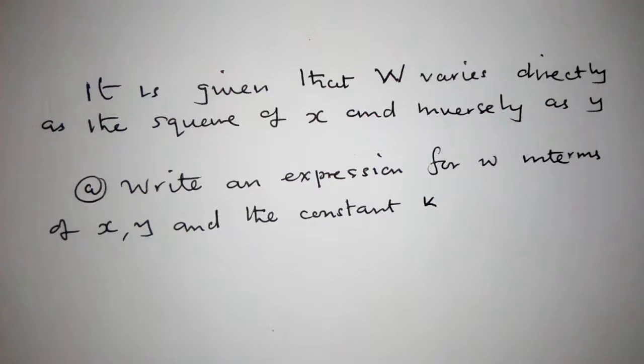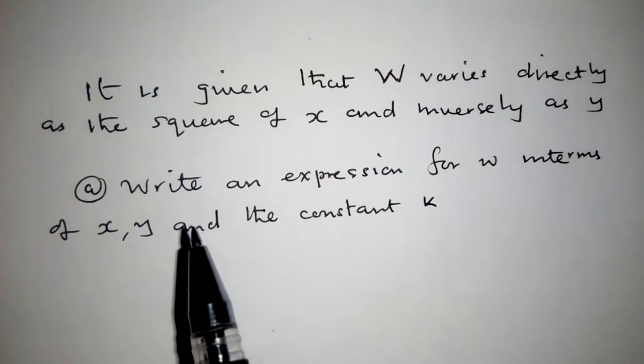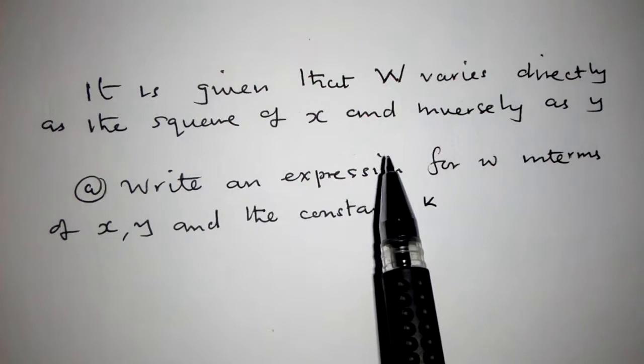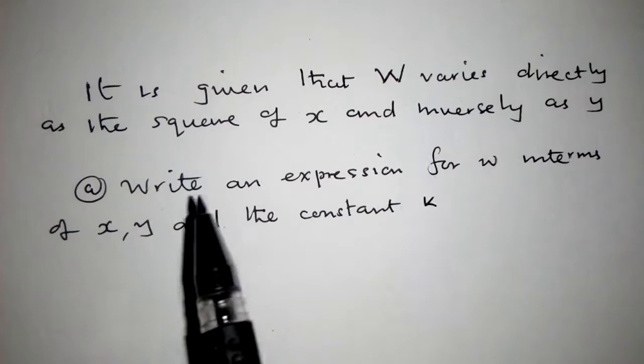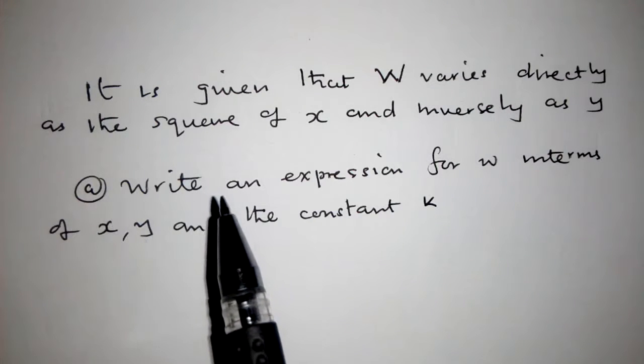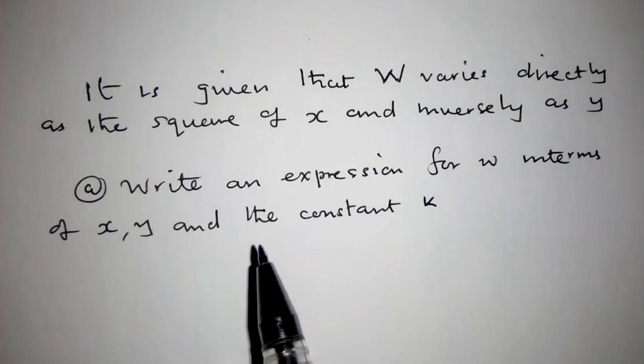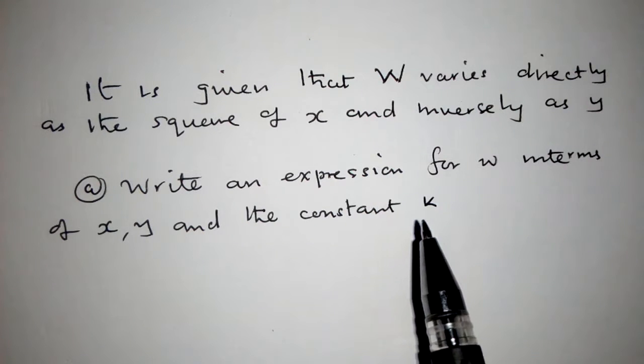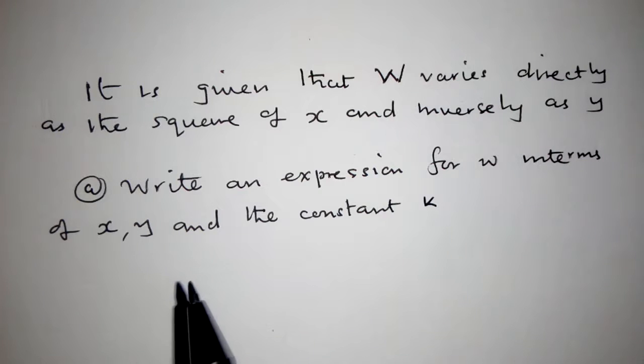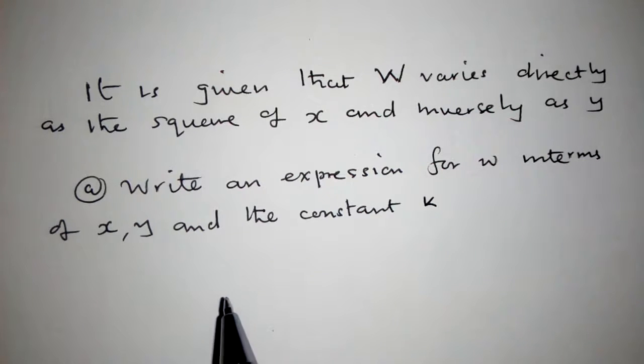Alright, so in the question they have said it is given that W varies directly as the square of x and inversely as y. Write an expression for W in terms of x, y, and the constant. Alright, so an expression will look like this.